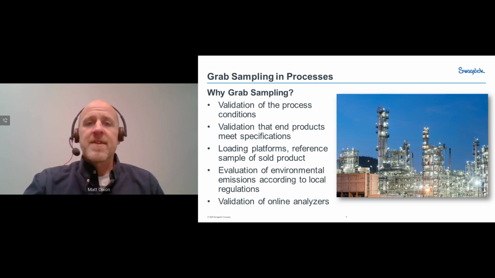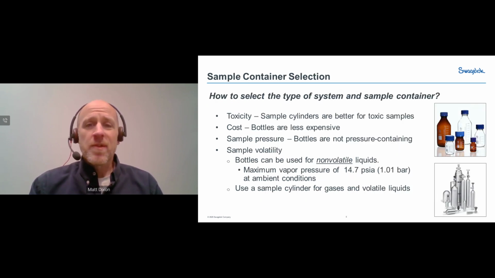So when we're looking at sampling, one of the basic considerations is, what sort of sample container am I going to use? There are a lot of different considerations that go into this. One of those is toxicity.